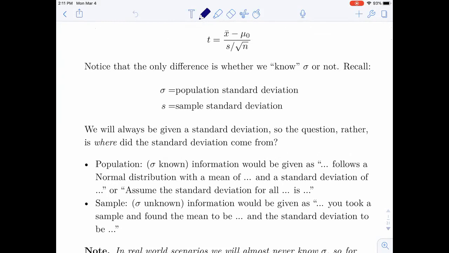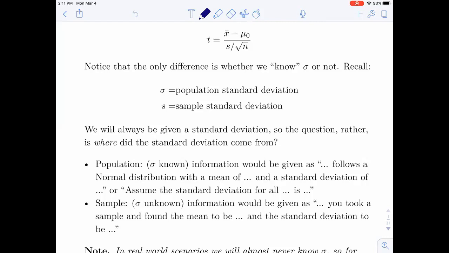Or I might even say, assume the standard deviation for all manatees is whatever, 4. Then we're assuming that we know sigma. Okay? Sigma unknown will be much more common.